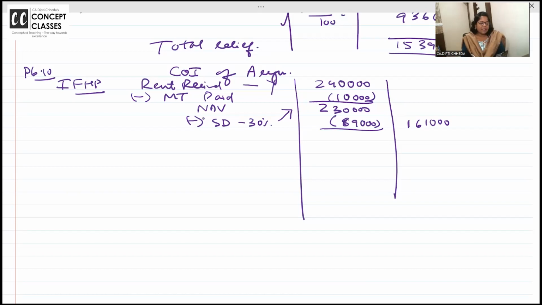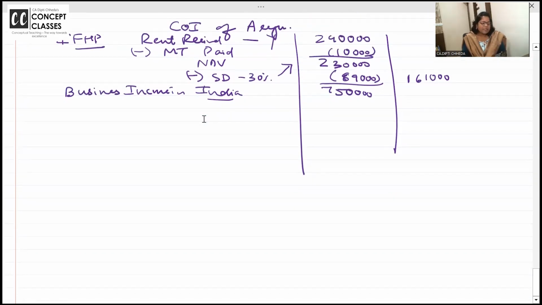Next, what is the income? Business income. Business income in India. India में income from profession है 7,50,000. Now, what is the loss in country Y?